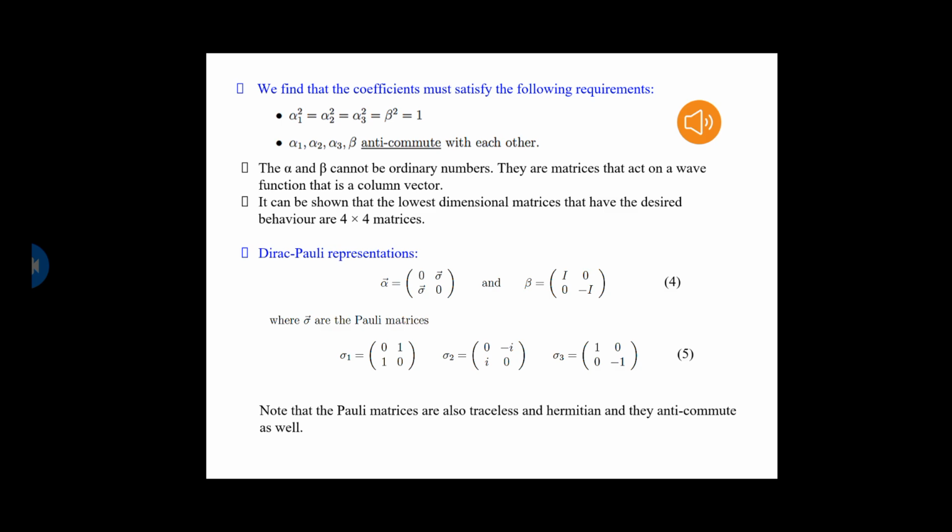Here is the Dirac-Pauli representation: alpha is equal to 0 sigma sigma 0, and beta is equal to I 0 0 minus I. Here I is called the identity matrix, where sigma are the Pauli matrices. Sigma 1 is equal to 0 1 1 0, sigma 2 is equal to 0 minus i i 0, and sigma 3 is equal to 1 0 0 minus 1. Note that the Pauli matrices are also traceless and Hermitian, and they anti-commute as well.